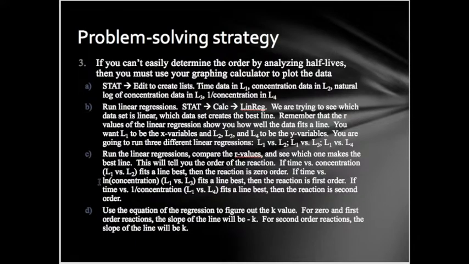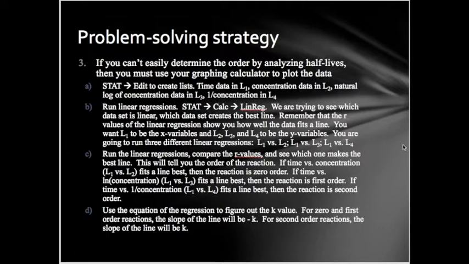If time versus the natural log of concentration, L1 and L3, makes the best line, then the reaction has to be first order. If time versus 1 over concentration, L1 versus L4, makes the best line, the reaction has to be second order. So that's going to help us see what the order of our reaction is. And then we can use the equation our linear regression made to find the K value. Remember that the K value is the slope. For zero and first order reactions, the slope of the line will be negative K. So if it gives you a slope of negative 5, you know your K value is 5. For second order reactions, the slope of the line is already K.